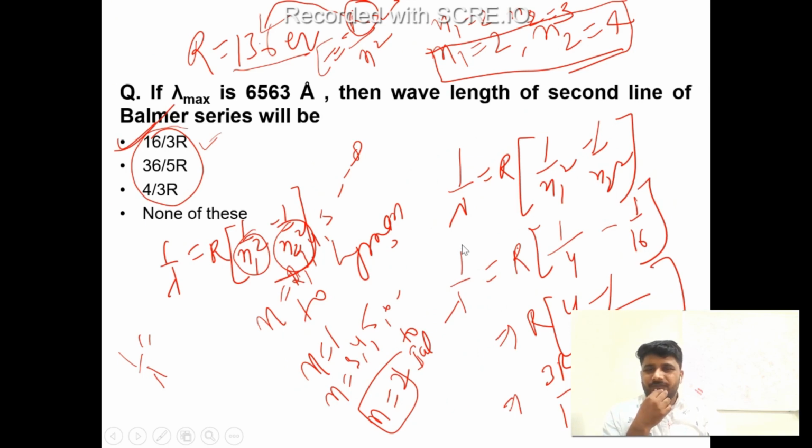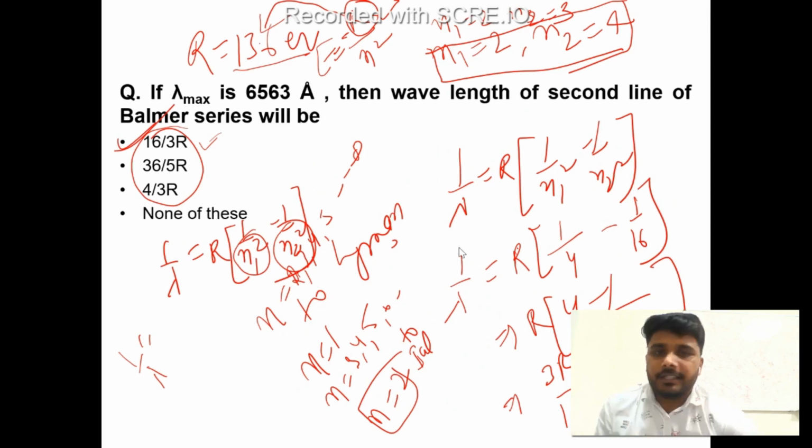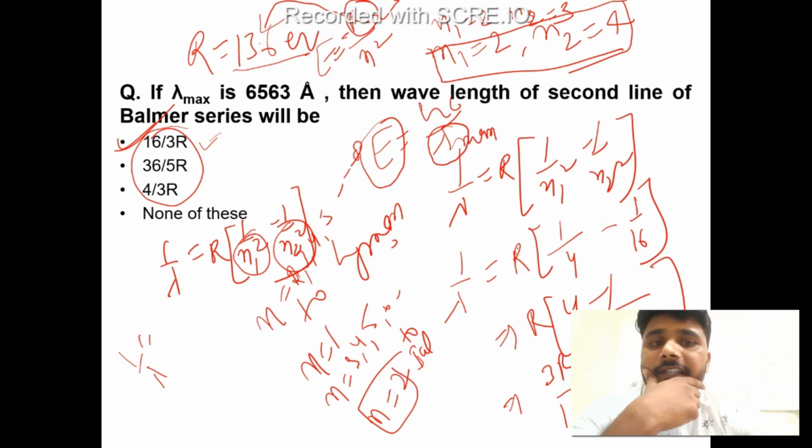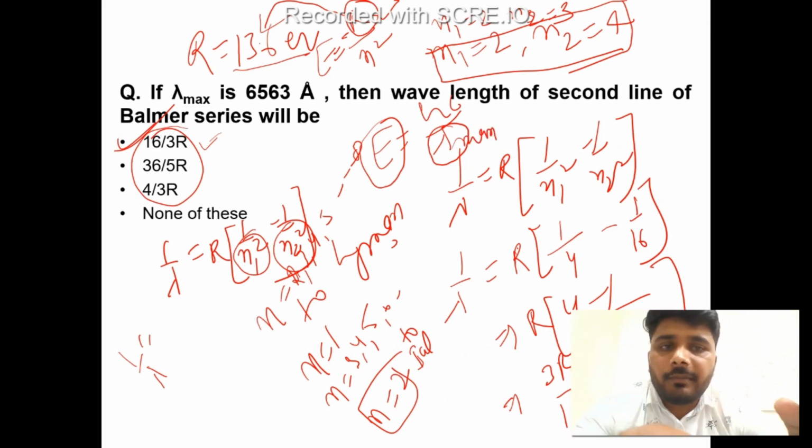There is no use. Only for confusion purpose, lambda max is given. And one information you are getting from lambda max is, okay, if you see E is equal to hc upon lambda, where the lambda will be max, energy will be minimum. And the lambda max will be, if you are talking about the transitions, in which case energy minimum will be n equal to 3 and n equal to 2, right?